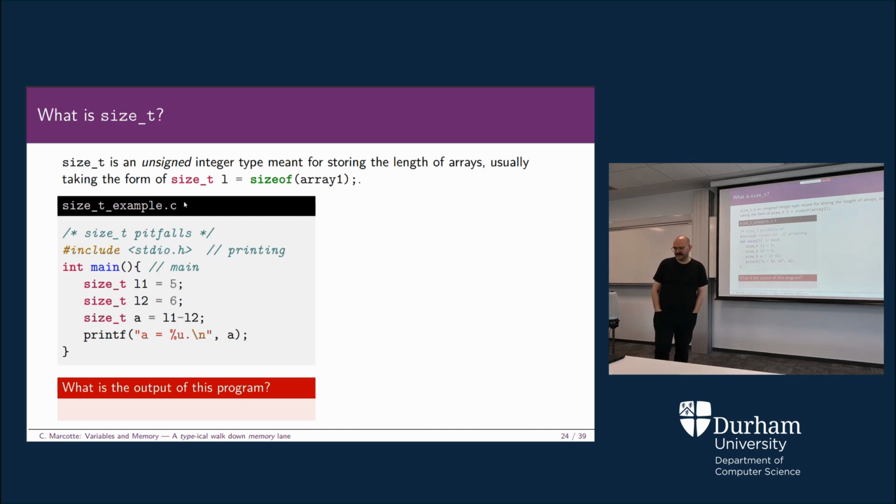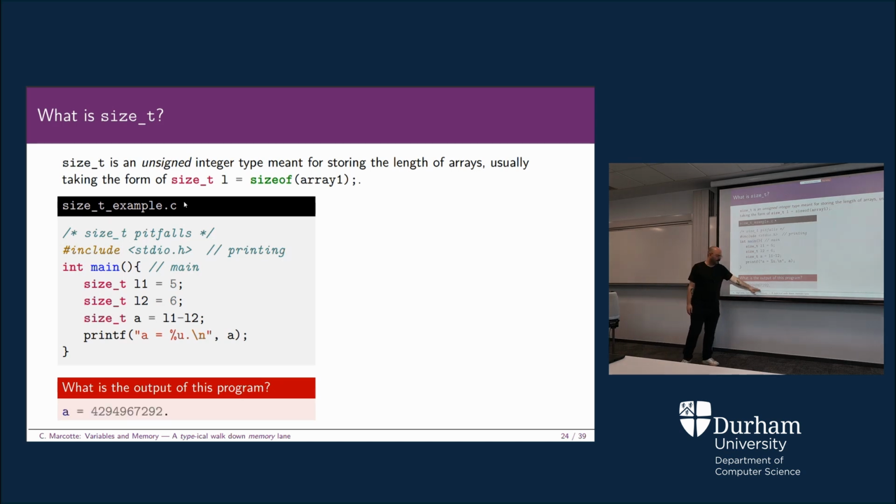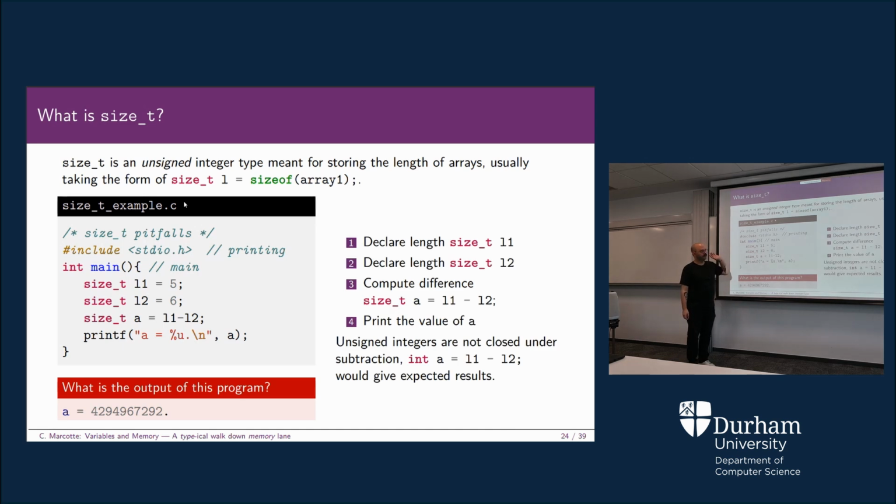No, it will not, because it's unsigned. It'll give us something rather unexpected. If you have a very good memory for numbers, you'll remember this number from earlier, it will give us the overflow value. So it won't give us -1. So in this program, we declare the length size_t L1 and then L2. We compute the difference, and then we print the value of A.